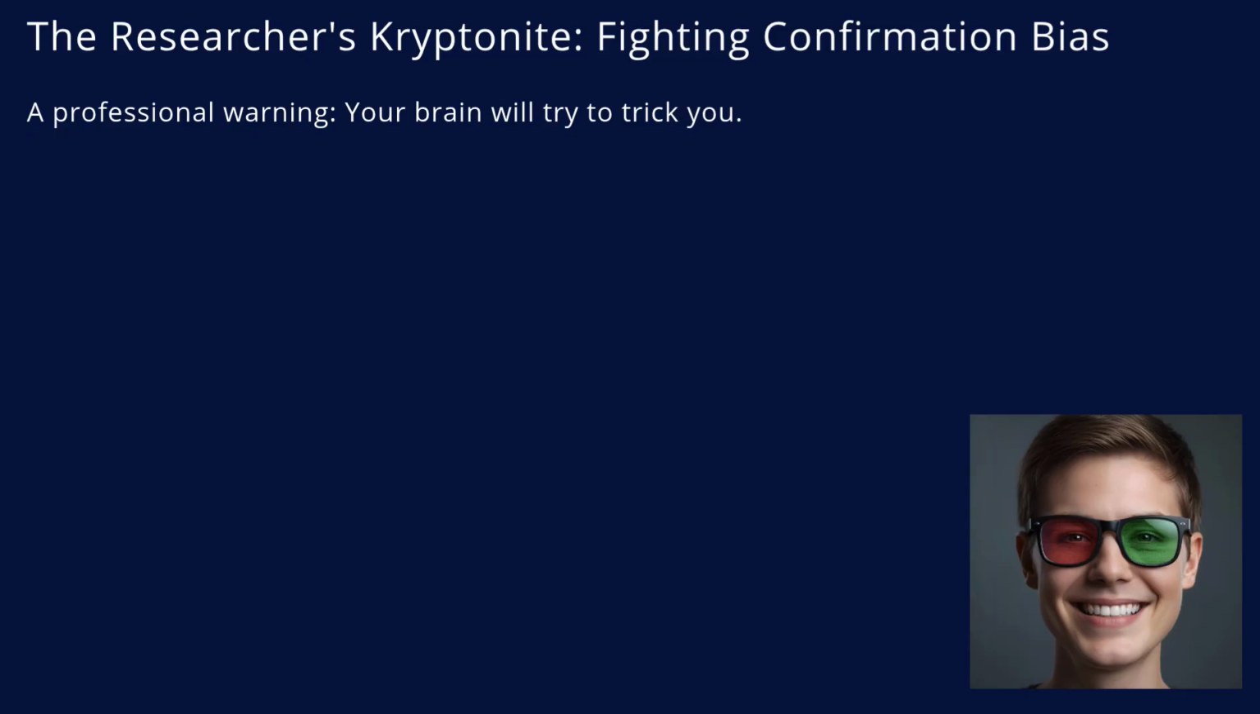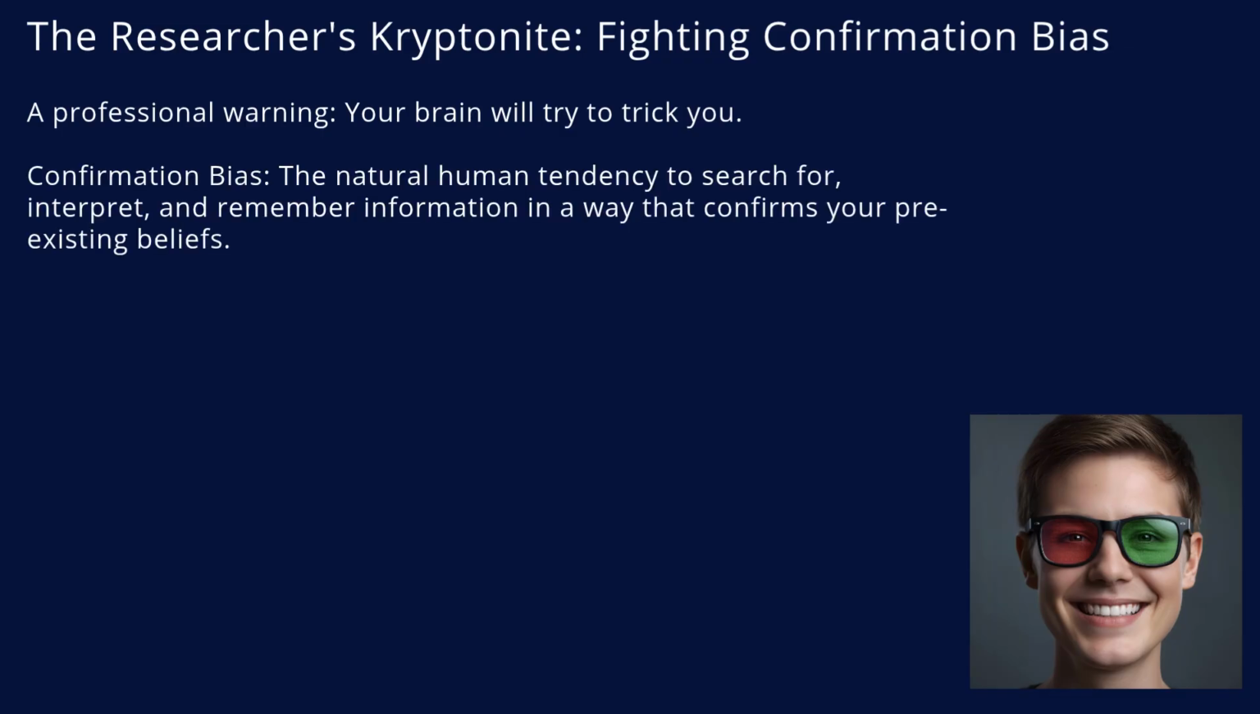Now, before we move on, I need to give you a word of warning. This is a bit of an expert insight, but it's critical. When you are doing all this research and evaluation, your own brain will try to trick you. There is a very powerful cognitive bias called confirmation bias. Confirmation bias is the natural human tendency to search for, interpret, and favor information that confirms what you already believe. It's falling in love with your first idea.